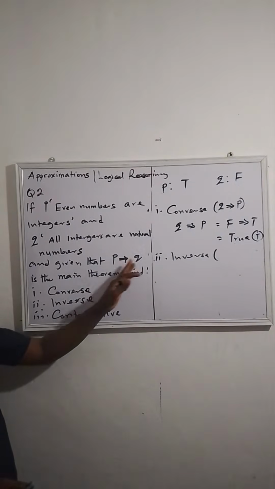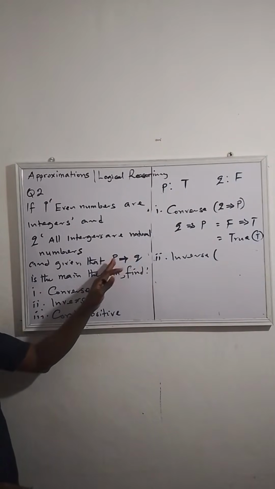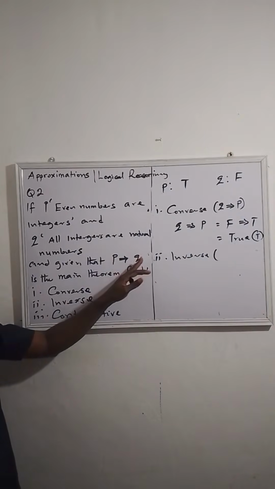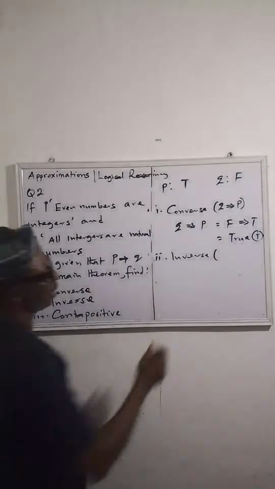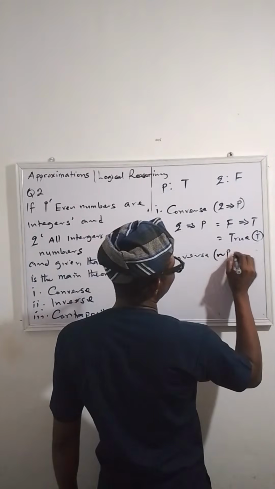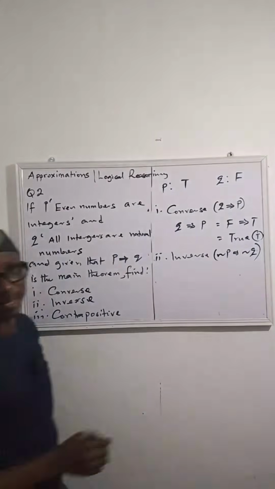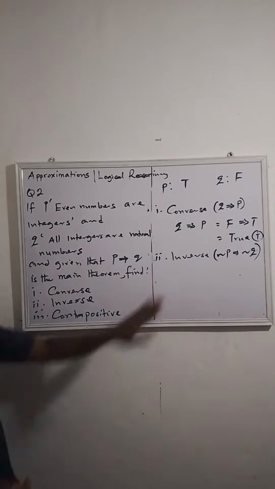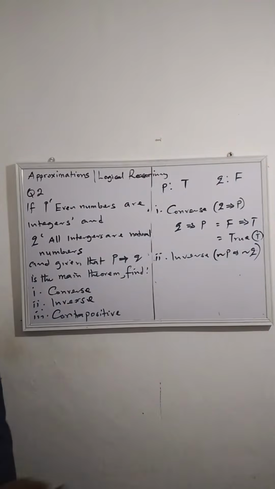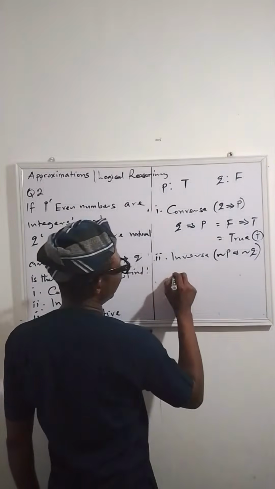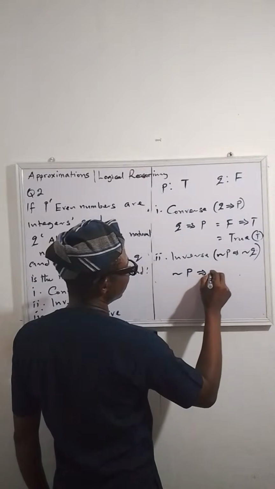You just negate the consequence and the antecedent. So you negate them. So we have negation of P implies negation of Q. Do you understand that? So that is how to get your inverse. So here we have negation of P implies negation of Q.